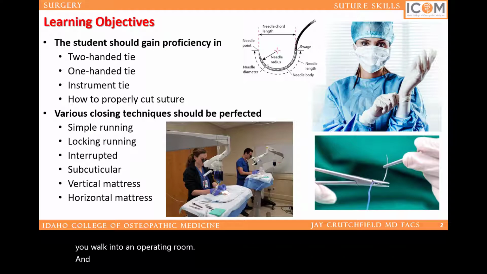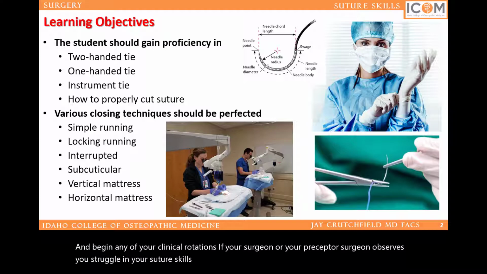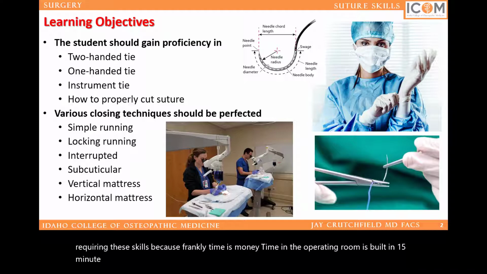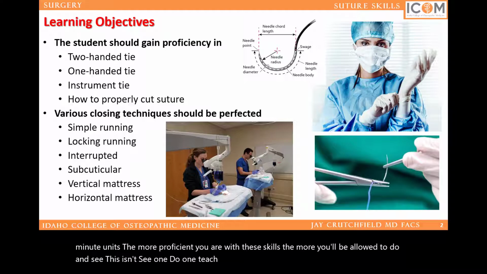If your surgeon or your preceptor surgeon observes you struggle in your suture skills, he or she will likely not let you participate in those tasks requiring these skills because, frankly, time is money. Time in the operating room is billed in 15-minute units. The more proficient you are with these skills, the more you'll be allowed to do and see. This isn't see one, do one, teach one. It's about proficiency before you start your clinical training.